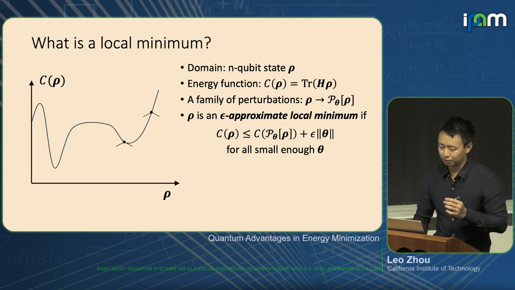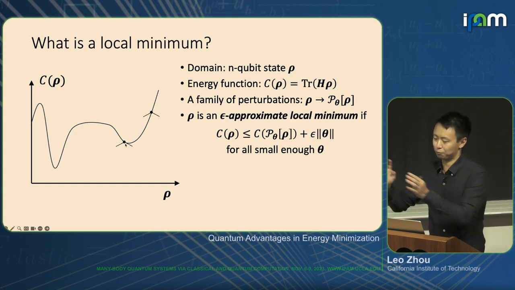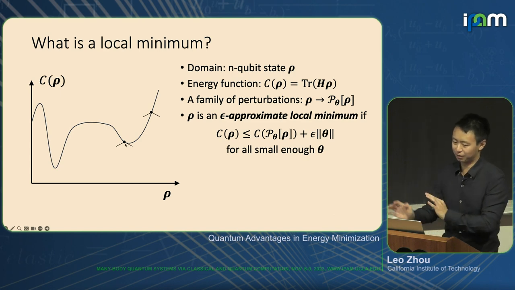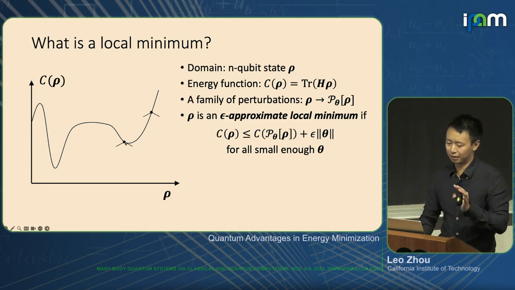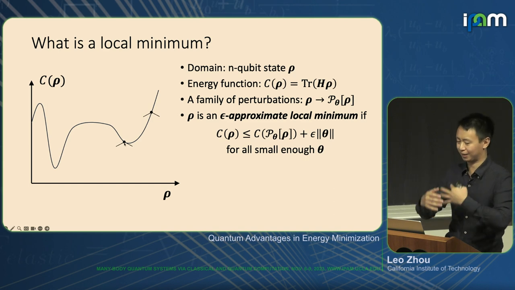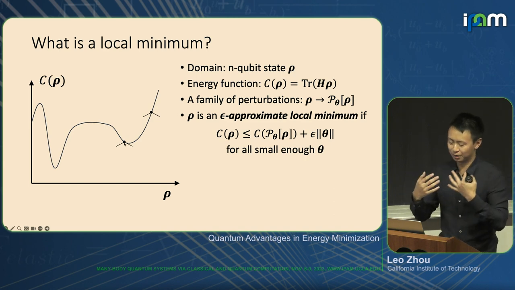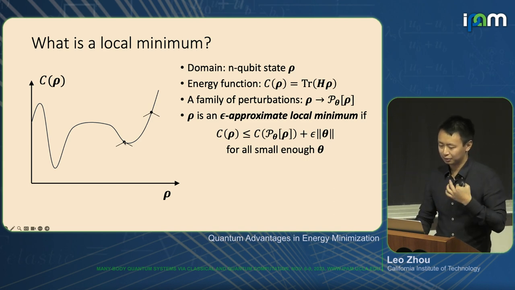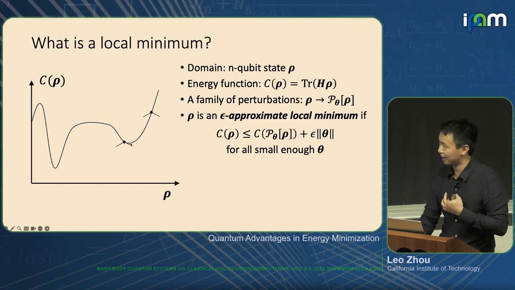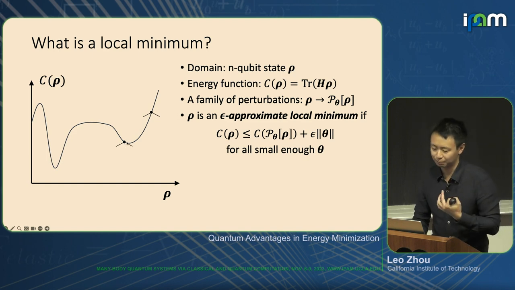And arguably, the point on the left is what you would consider to be a local minimum, but not the one on the right. But we also need to account for the fact that there are imprecisions when you measure energy, et cetera. So even though the point on the left is maybe not exactly at the bottom, we still want to call that the local minimum.